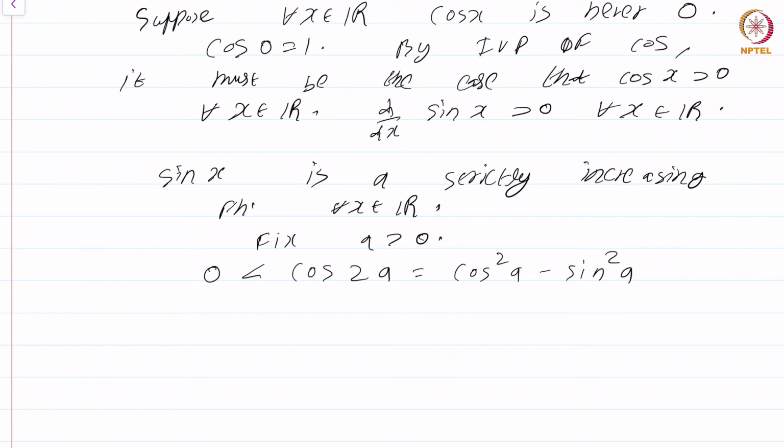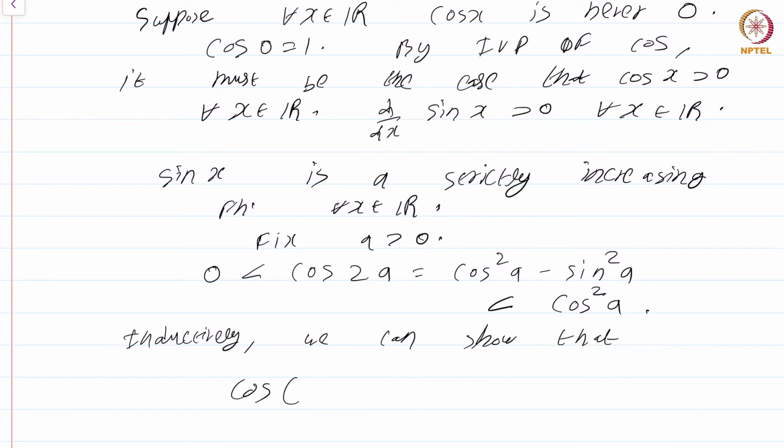And because sine squared a is positive, this will be strictly greater than cos squared a. Note, I am using the fact that sine a will never be 0 when a is greater than 0, because sine is a strictly increasing function and sine of 0 is equal to 0. Okay, sorry, this will be less than cos squared a. Sorry, I completely reversed the inequality that I need. Now, inductively we can show that cos 2 power n a is less than cos a the whole power 2 power n.